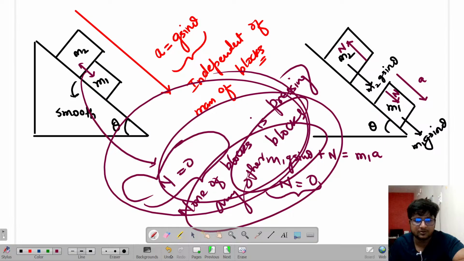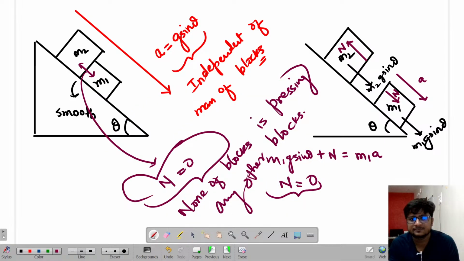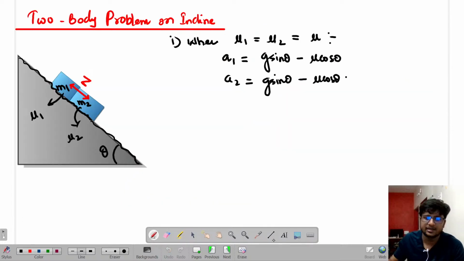Are you able to get me? They are independent. But here, now, as you saw, again, in case 1, they have a common acceleration. Say me something, yes or no? A1 is equal to A2. So this means that what I can say, this implies the value of normal is equal to 0. Means the blocks are not pressing each other.